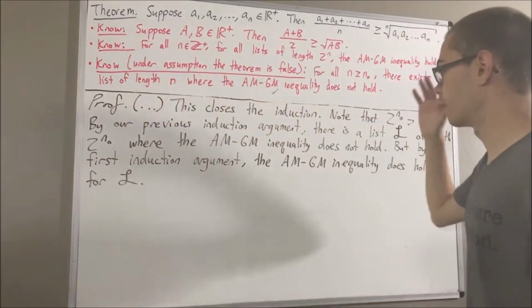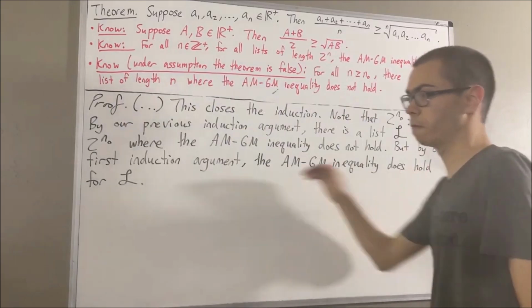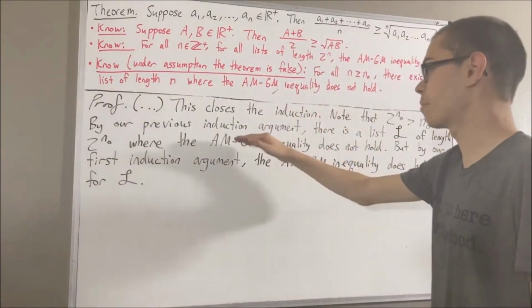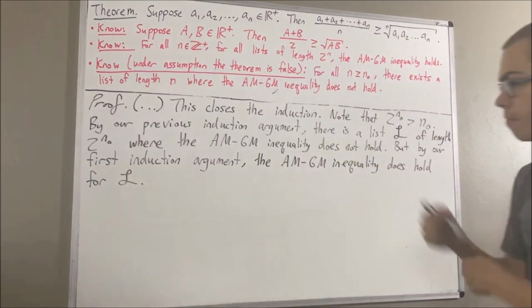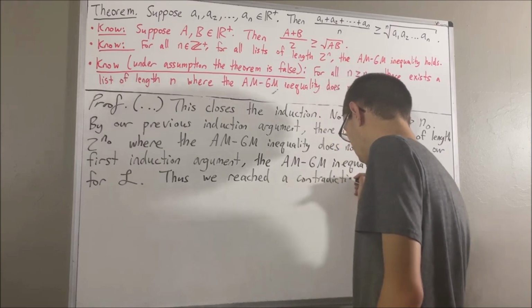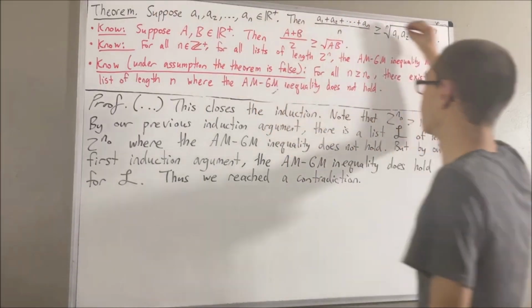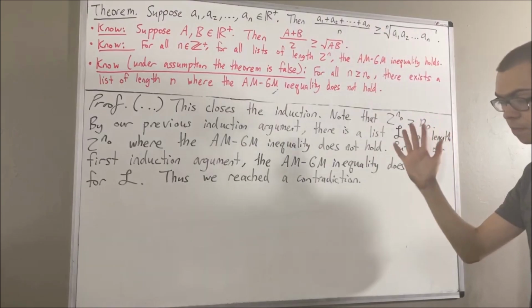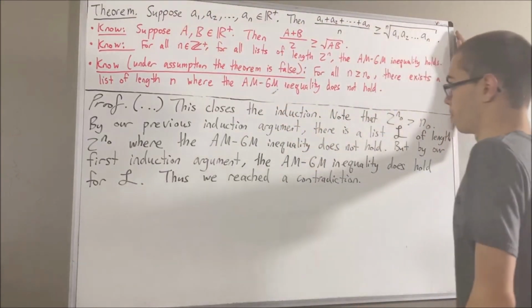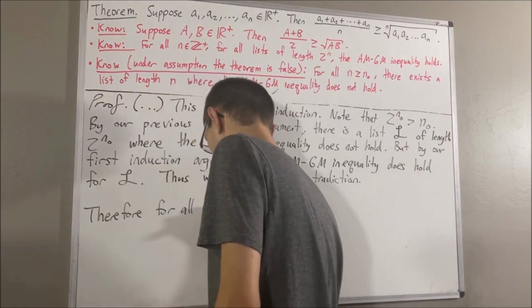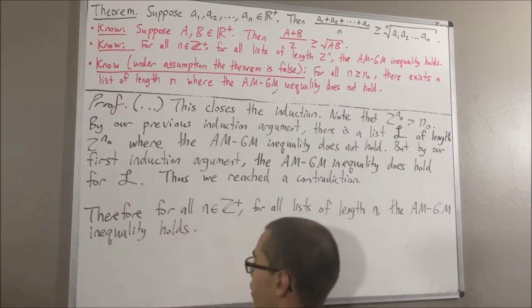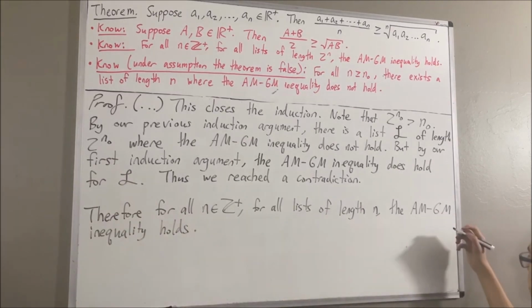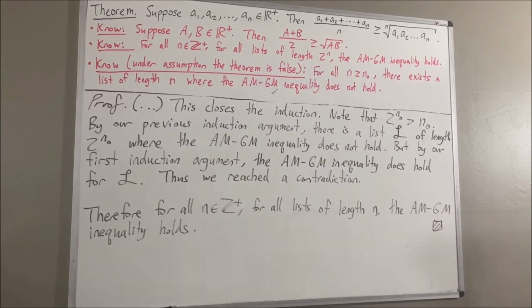So, the AMGM inequality does hold for L, and the AMGM inequality does not hold for L. So we've reached a contradiction. Our assumption that the theorem is false led us to a contradiction, so we must instead have that the theorem is true. And so this completes the proof. And so yeah, that's pretty much it for this video.